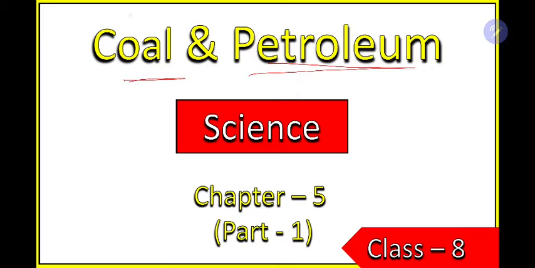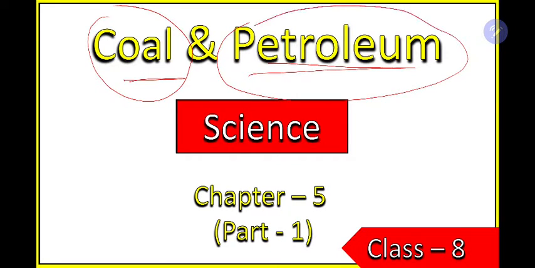So what is coal? All of us know, right? We get coal from two sources. One is from fossil and another is from burning of wood, right? From these two sources we get coal. And petroleum we also get from fossil fuel, right? Both of these are found mainly in the earth's crust.